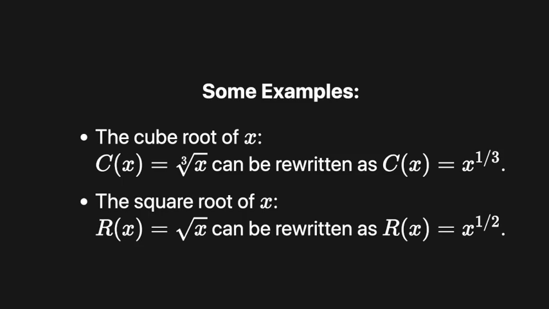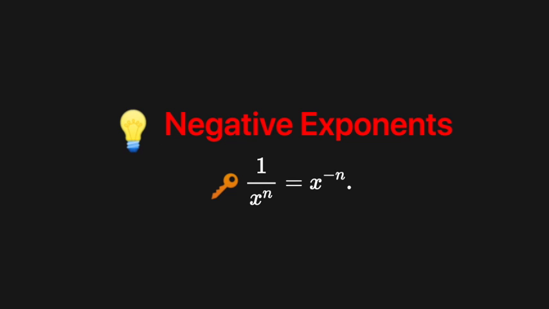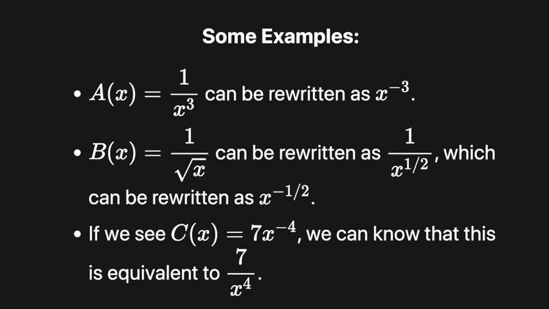Another example involves negative exponents. When we have 1 over x raised to the n, this can be rewritten as x raised to the -n power. For instance, 1 over x cubed could be rewritten as x raised to the -3 power.